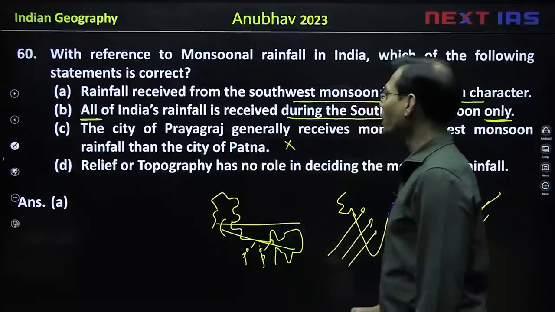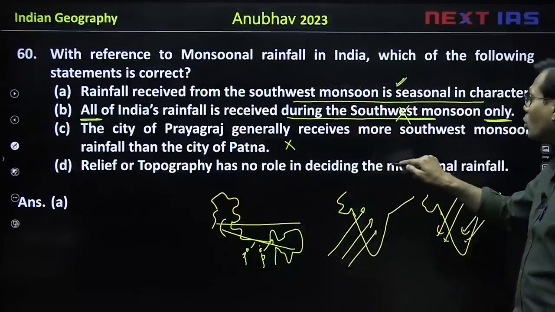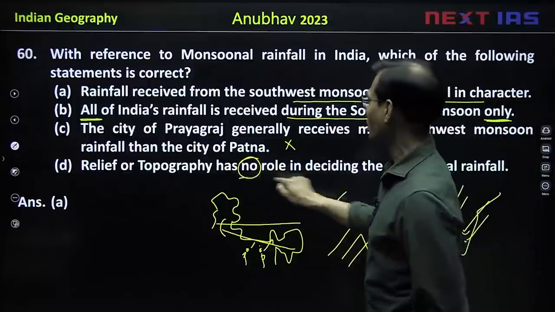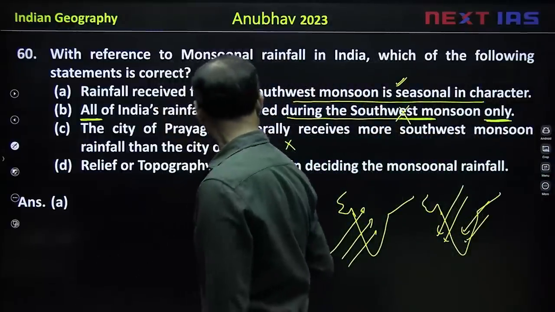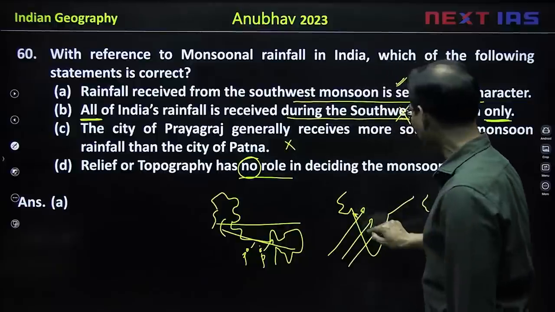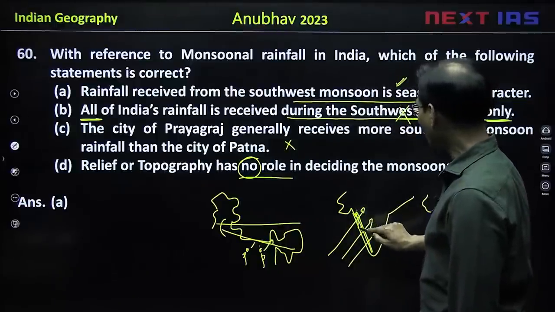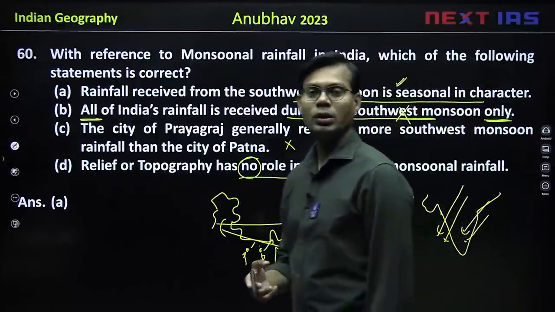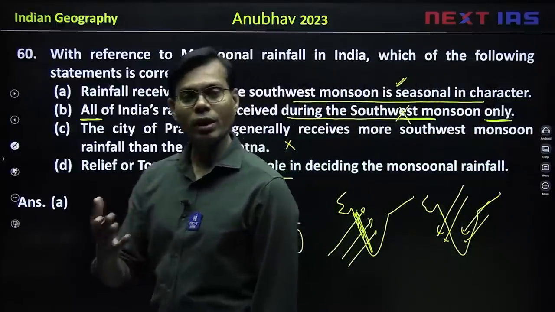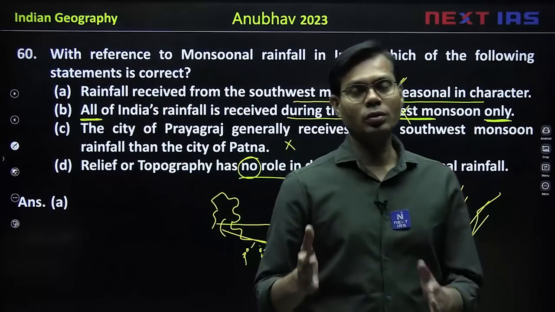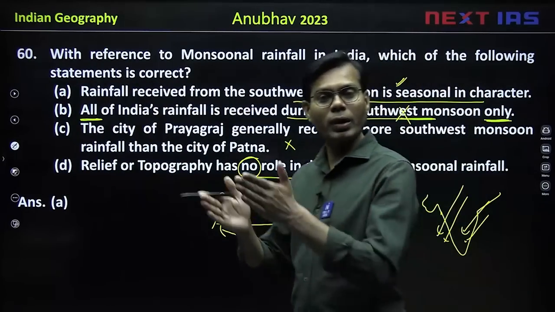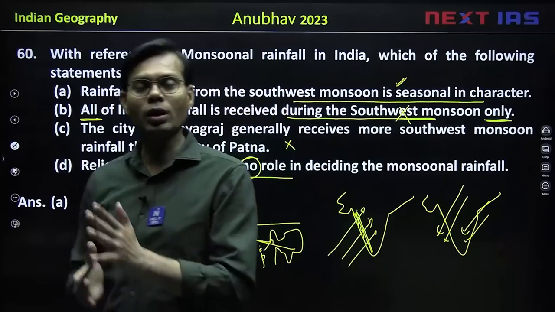So that is also incorrect. Relief or topography has no role. It is no. Relief and topography has greater role to play. We know Western Ghat, the windward side, more rainfall on windward side, less rainfall on leeward side. So Telangana and this area like Maharashtra, Marathwada, leeward side, less rainfall. So mountain mein takrayengi hawaein, pehle udhar barish karenge, to mountain ka role hoga.